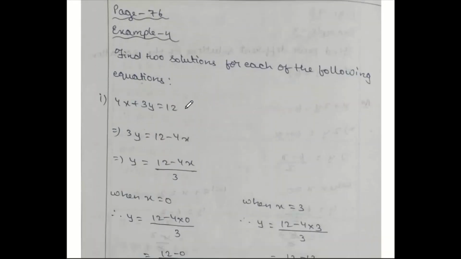For our first equation, question number 1, 4x plus 3y equal to 12. We have this linear equation in two variables. We need to find out two solutions for this equation. We need to find out y first in terms of x. So 4x you can send towards the right side. So 3y equal to 12 minus 4x. Then y is equal to (12 minus 4x) divided by 3.